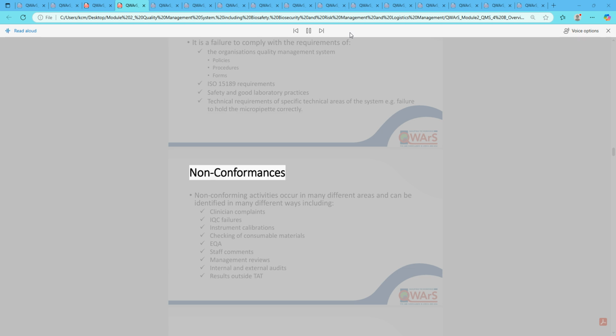Nonconforming activities occur in many different areas and can be identified in many different ways, including clinician complaints, IQC failures, instrument calibrations, checking of consumable materials, EQA staff comments, management reviews, internal and external audits, and results outside TT.